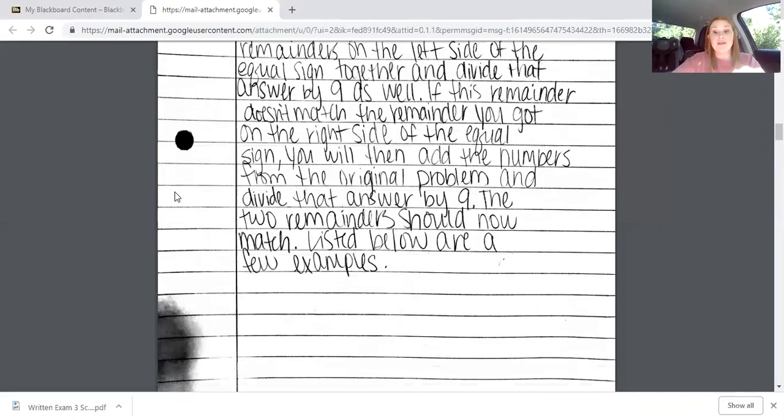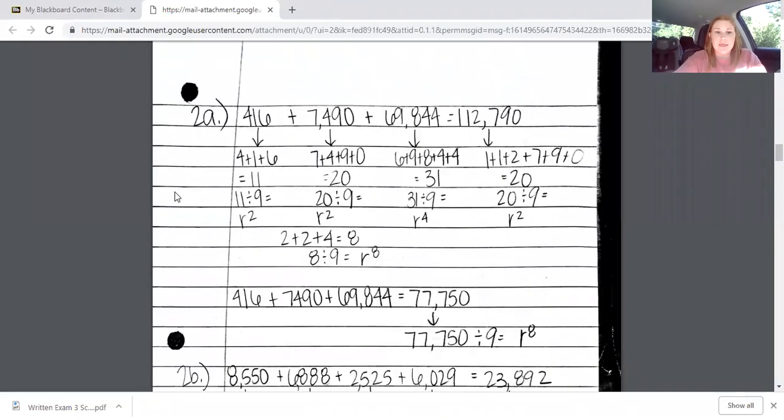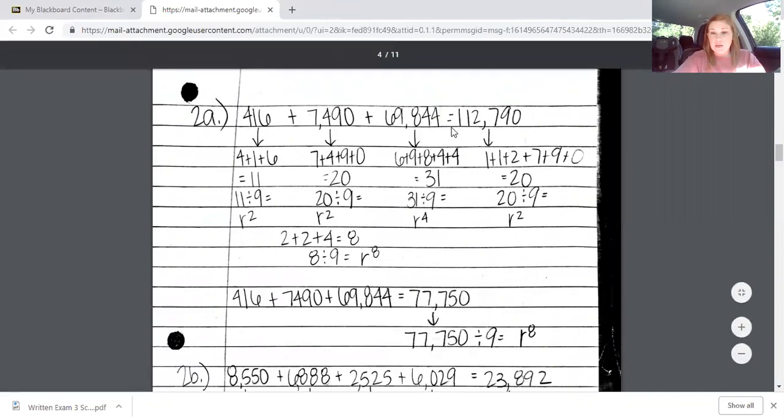So how you would determine that it is the correct remainder is you're also going to add those numbers together as well, divide it by 9, and that remainder will match the other remainder that you got originally. So we're going to look at a few examples here. For 2a, it's going to be 416 plus 7,490 plus 69,844. And our original problem says it's equal to 112,790. So to break it down, you're going to add each individual number in this first set. So 4 plus 1 plus 6, that will equal 11. Then you divide 11 by 9, and that will give you the remainder of 2.